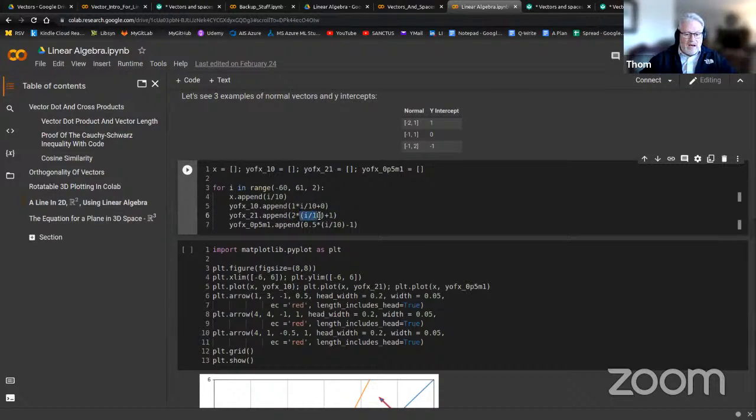And again, the X plus 1. So that's the Y-intercept at 1. And then 0.5 times X minus 1. And I hope y'all can picture in your mind's eye what those are going to look like.